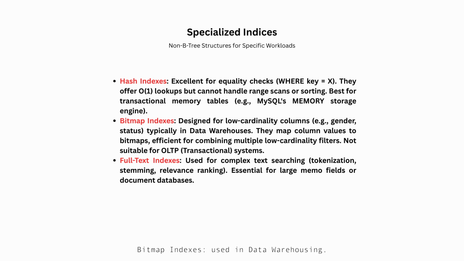Bitmap indexes, used in data warehousing. They work well for low cardinality data like status or gender by using bit arrays, but they cause severe locking issues in transactional environments. Full-text indexes, essential for large text fields. They use tokenization and stemming, finding "ran" when searching for "run", which a standard LIKE operator cannot do efficiently.